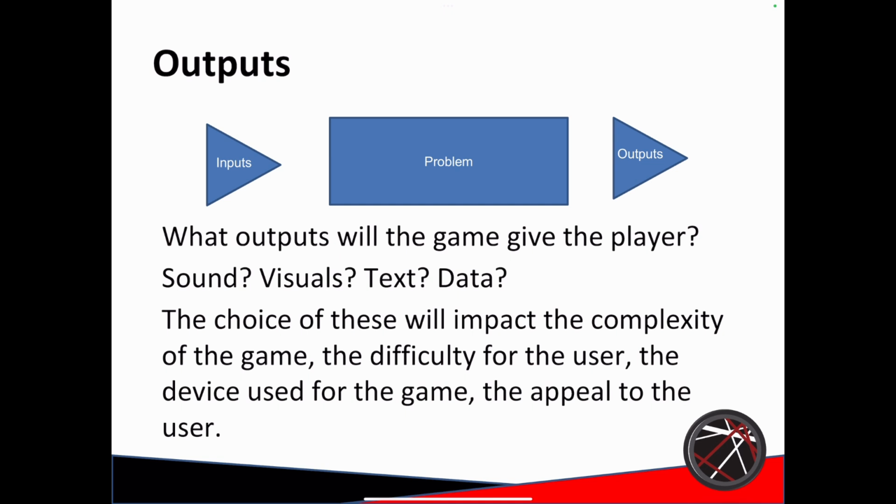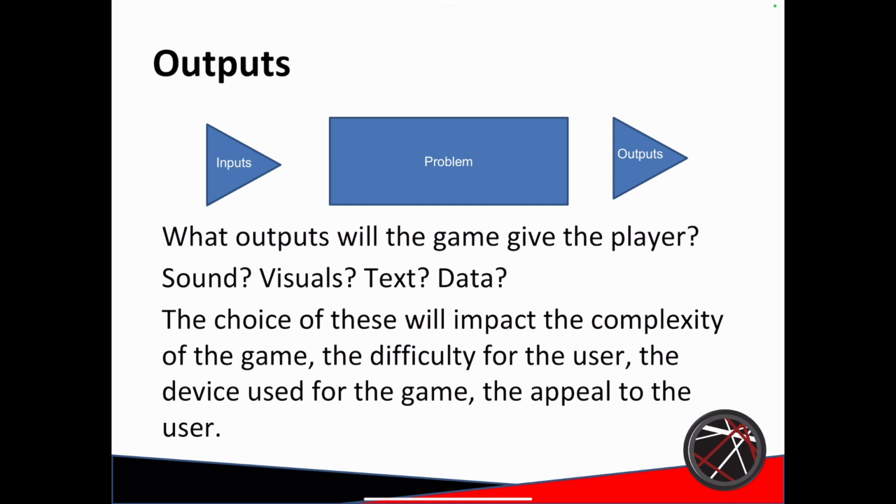Once we've thought about the inputs, we also want to think about the outputs. What do we want to happen? What visuals are we going to show? What data is going to be shown? What data is going to be available? In what formats is that going to appear? And again, this will impact on the complexity of the system that you're in.